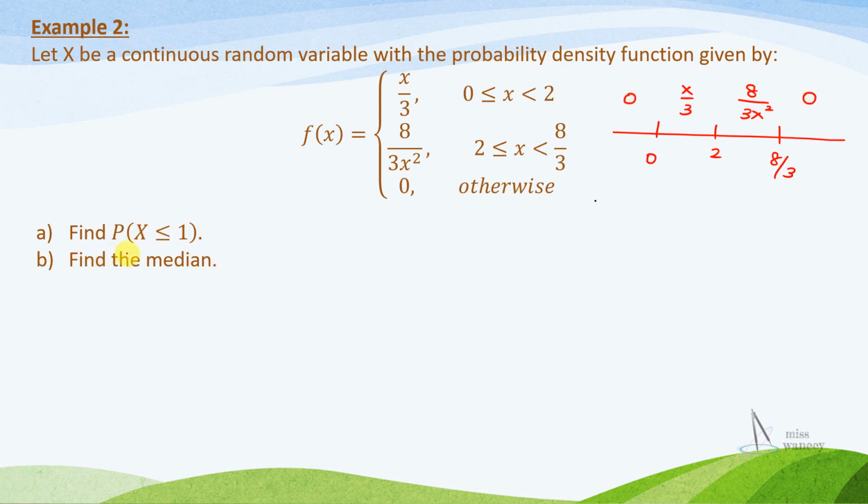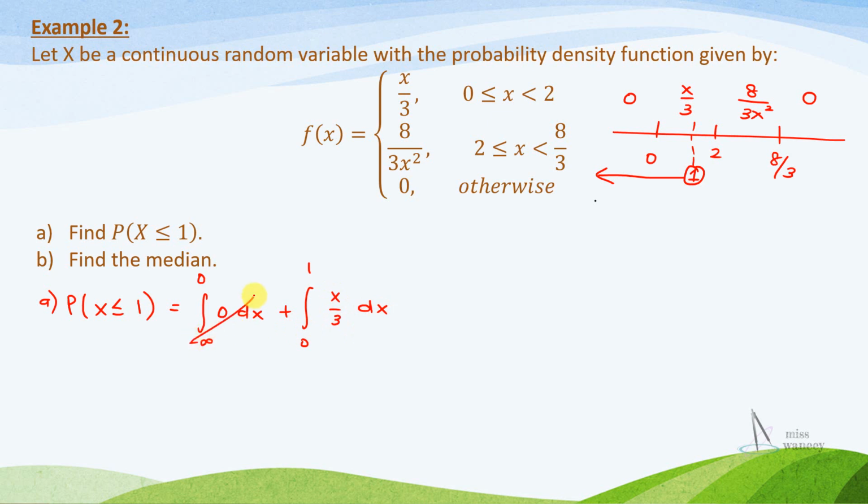Okay, so what we want to find here is the probability for x less than or equal to 1. Based on our number line, 1 is somewhere here, so we want x to be less than or equal to 1. That means we are going to the left-hand side. So for part A, the probability for x less than or equal to 1: starting from negative infinity until 0, the function is 0 dx, plus starting from 0 up until 1, the function is x over 3 dx.